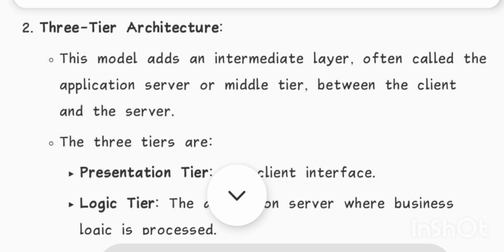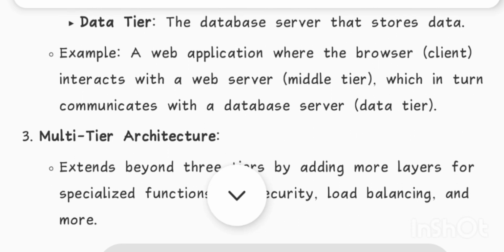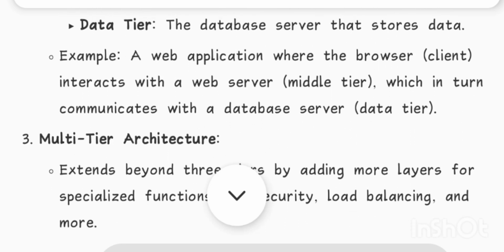2. Three-tier architecture. This model adds an intermediate layer, often called the application server or middle tier, between the client and the server. The three tiers are presentation tier, the client interface; logic tier, the application server where business logic is processed; data tier, the database server that stores data. Example, a web application where the browser client interacts with a web server; middle tier, which in turn communicates with a database server; data tier.